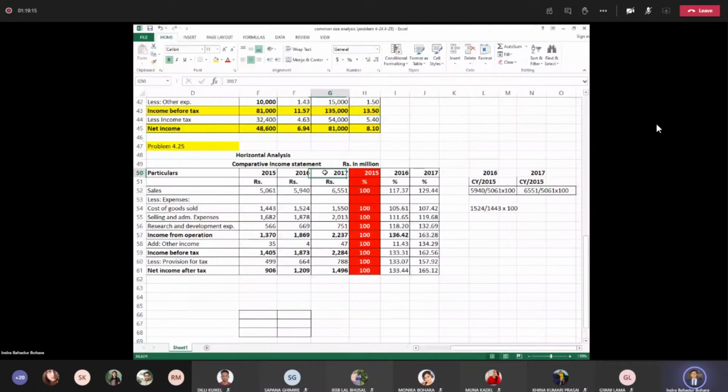17, 18, 19, 2015 is base year, divide by the information of 2015, value of 2015 to every year, value of every year, calculate the percent in the same way for each. This is your horizontal analysis. Now next topic is ratio analysis.